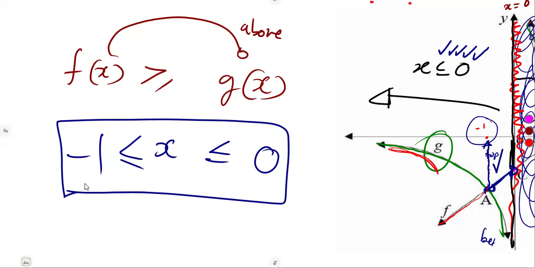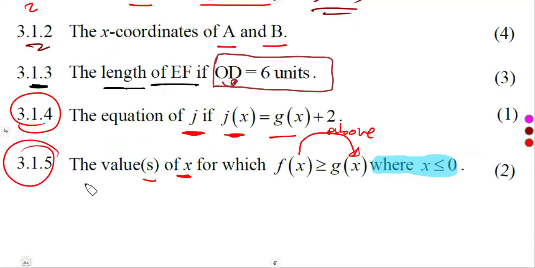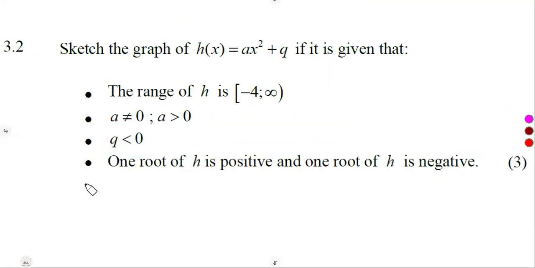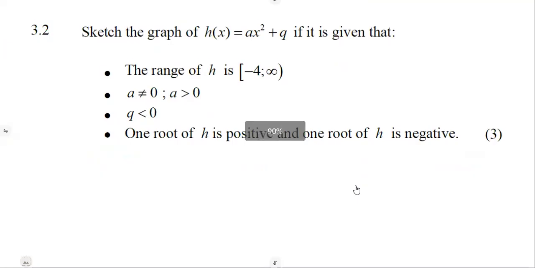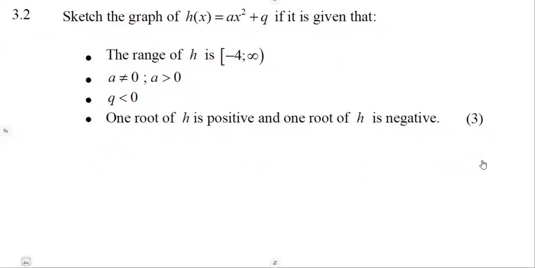Just like that. So I don't know, guys, how you understand this question, but it was a limit type of question where you are limited not to use another part. All right, 3.2, sketch this graph from this information that you are given. That's h(x) is equal to ax squared. That's a parabola, so we are dealing with a parabola, a quadratic.